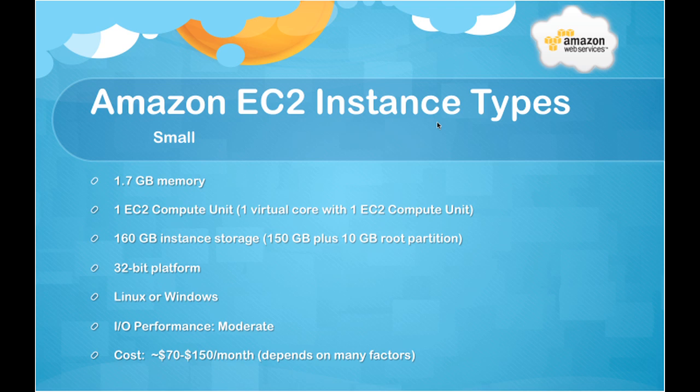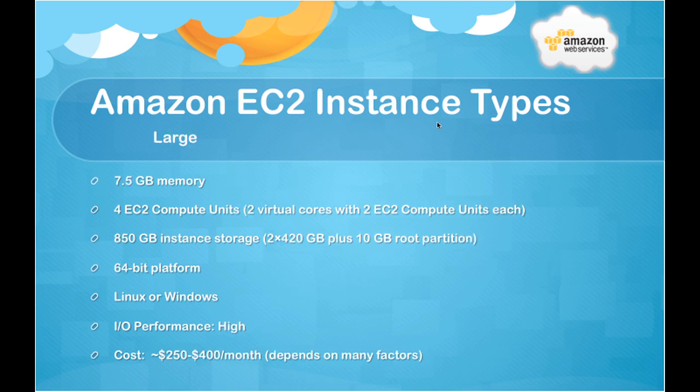So a small, just to hit the highlights, 1.7 gig of memory. It's got 1 EC2 compute unit. So you can consider that just a fairly decent size single CPU type of instance. It's a little more complicated than that, but for the purposes of this, you can consider that a decent CPU. It's a 32-bit virtual platform. You can run Linux or Windows on it for moderate I/O performance, and roughly the cost is anywhere from $70 to $150 a month. Now that depends on a lot of factors: amount of I/O, amount of bandwidth, amount of disks that you're adding on. But just to give you a rough ballpark, you're looking at $70 to $150.